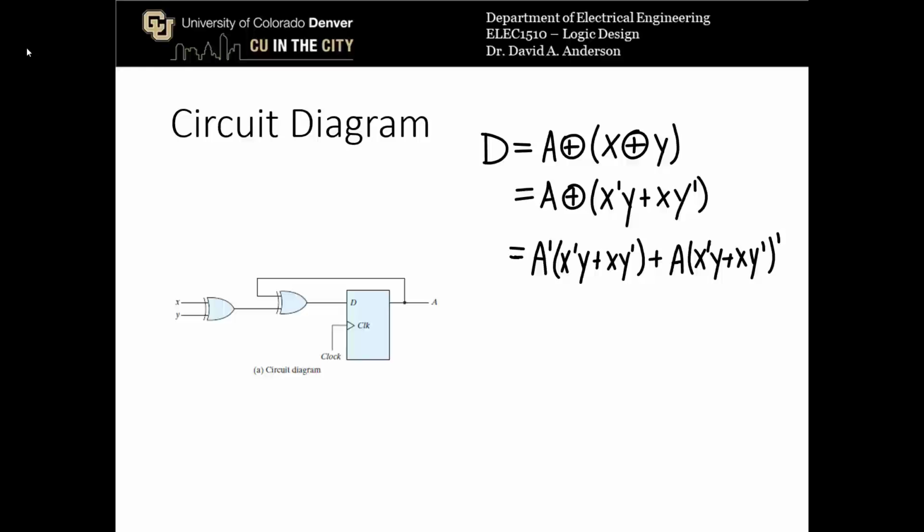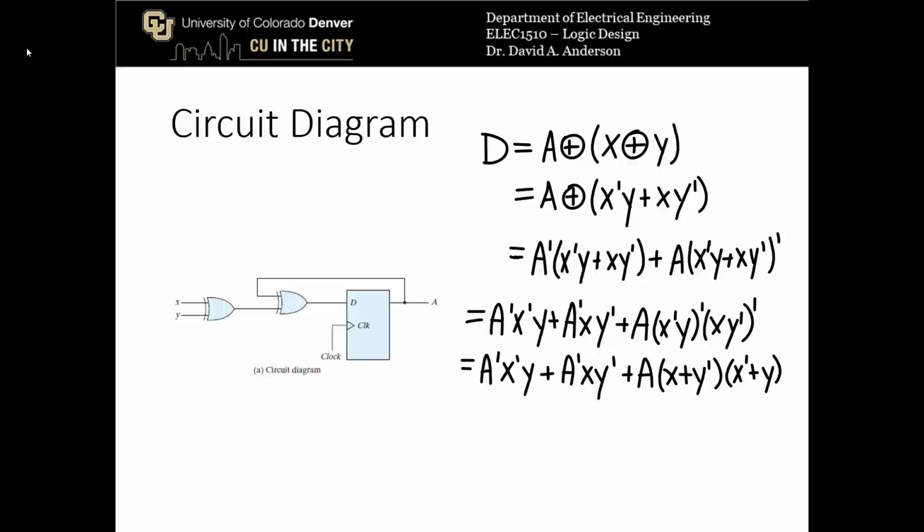We distribute the A' into the first parentheses to get A'X'Y or A'XY', or then using De Morgan's theorem, A(X'Y)'(XY')'. So those first two terms stay the same. For the second two terms, I again apply De Morgan's theorem to get A(X or Y')(X' or Y).